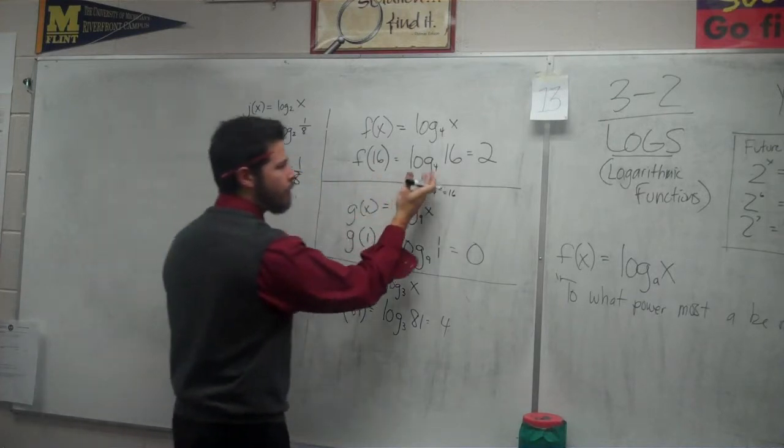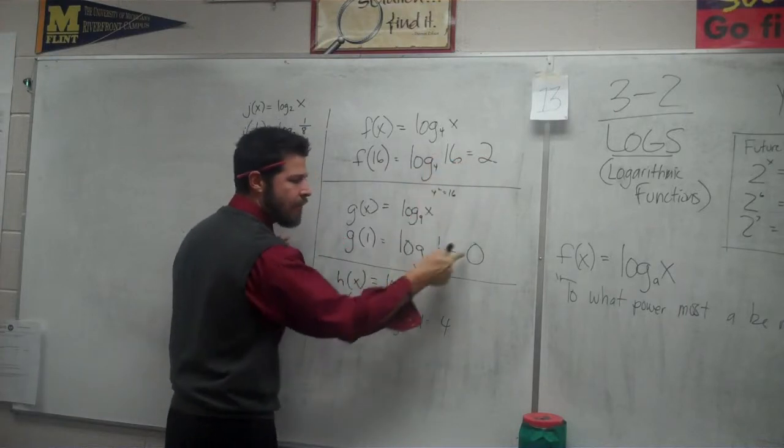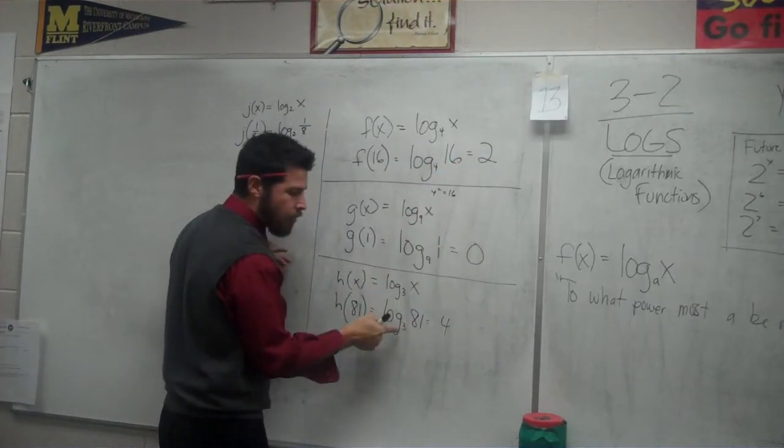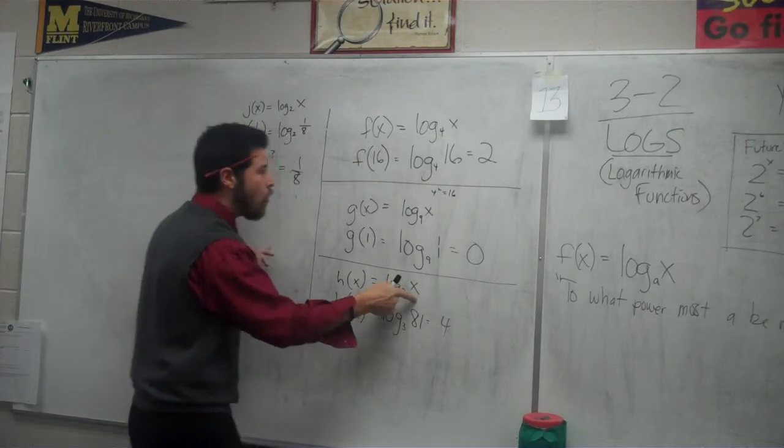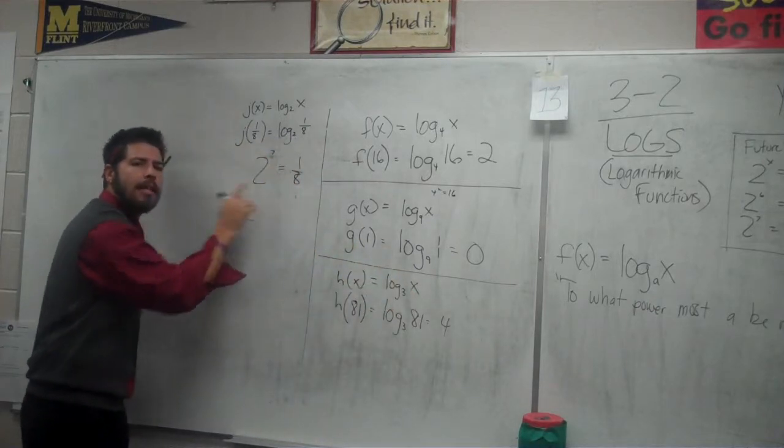I mean, it's the same way we did this over here. 4 to the second power is 16. 9 to the 0th power is 1. And 3 to the 4th power is 81. 2 to the what power is an eighth?